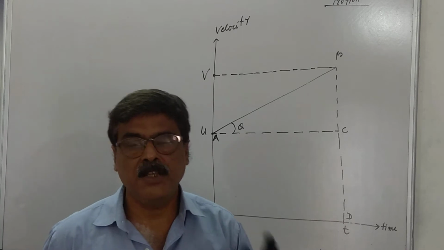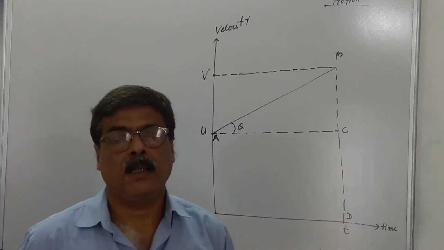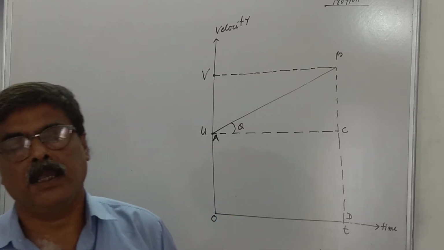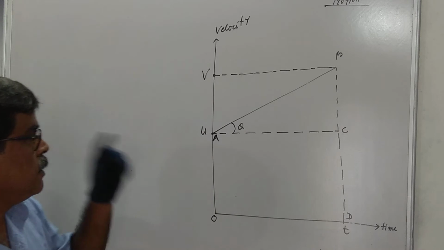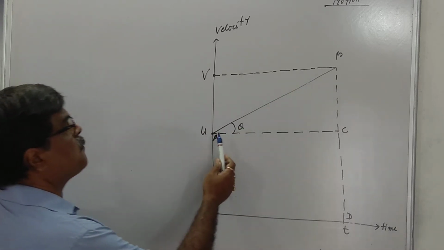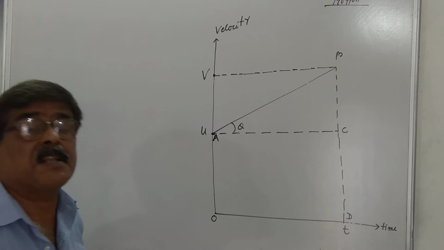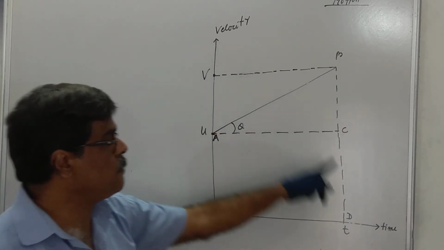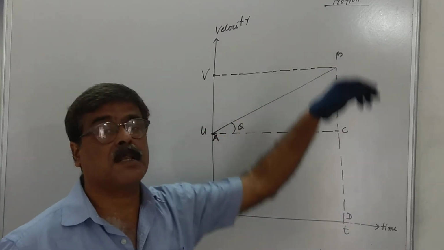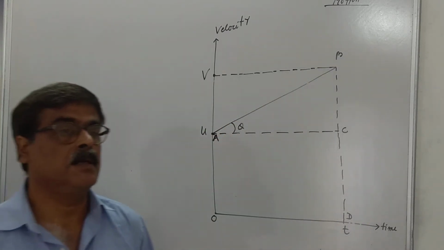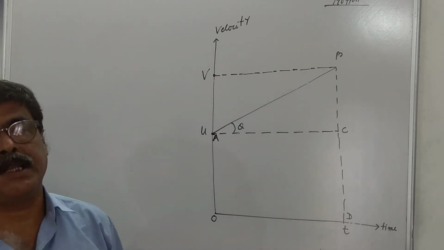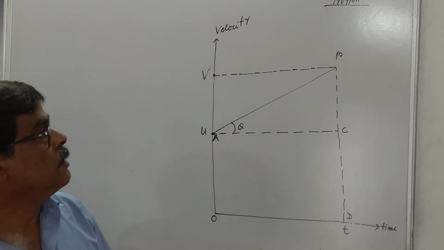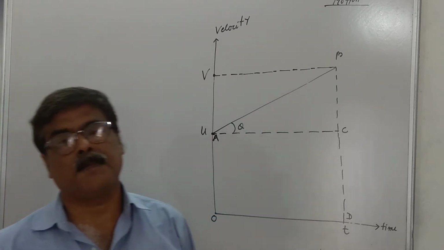If the changes of velocity are equal in equal intervals of time, then the acceleration is said to be uniform. Now, this is the graph AB. This graph AB represents a straight line. This is the velocity time graph. Straight line means the slope of the graph is constant. It means this graph represents uniform motion.